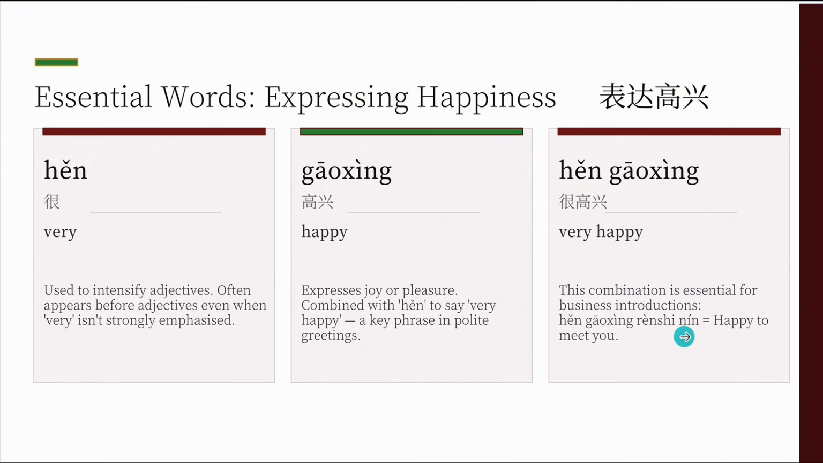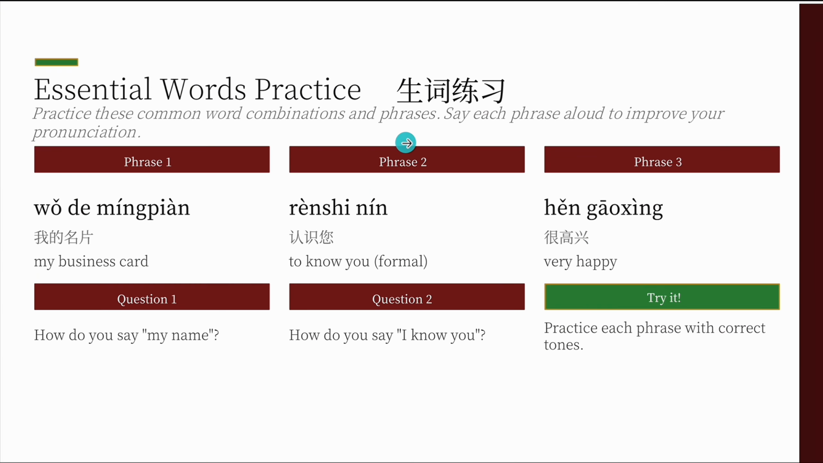Today, 我很高兴. So practice these common word combinations and phrases. Say each phrase aloud to strengthen your pronunciation. I read once, you repeat once. 我的名片。认识您。很高兴。So, how do you say my name? Say 我的名字. Hope you got that. How do you say I know you?